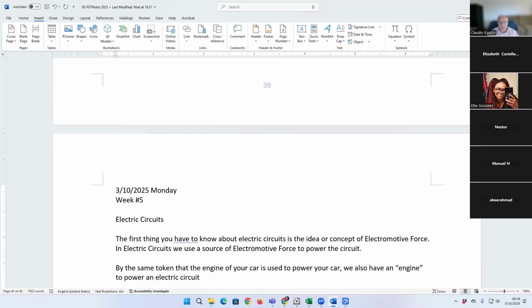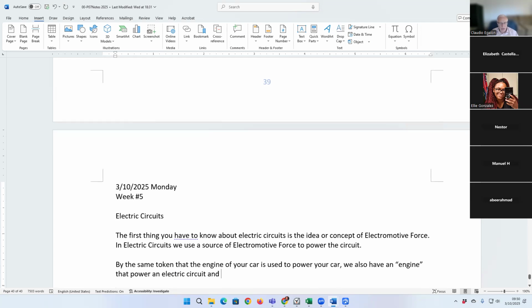And I don't like this way to state that, but that's okay. Let's use what the book uses. Our book uses this expression, electromotive force. I don't like the expression, but since every book uses it, let's use it as well. By the same token that the engine of your car powers your car, we also have an engine that powers an electric circuit.